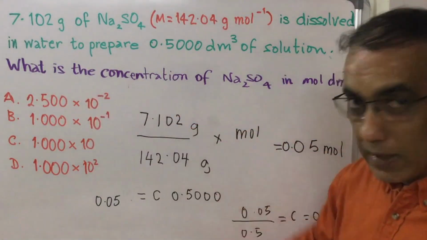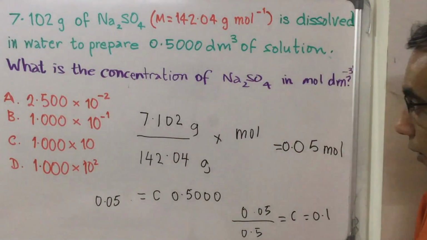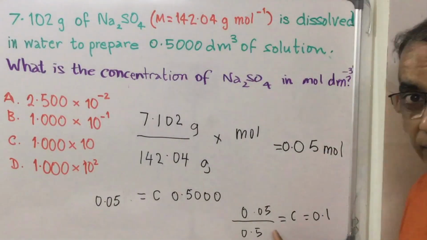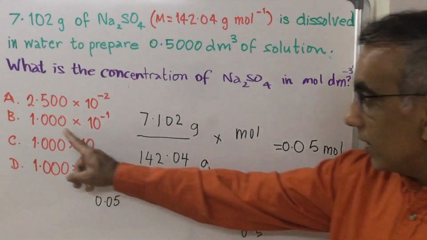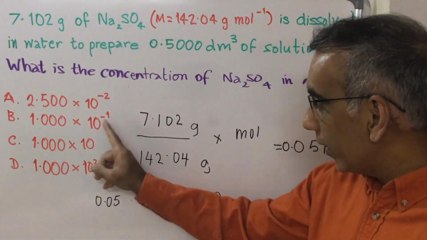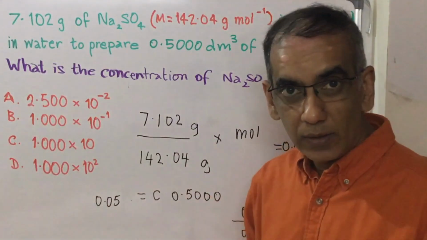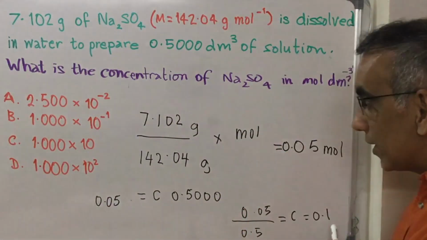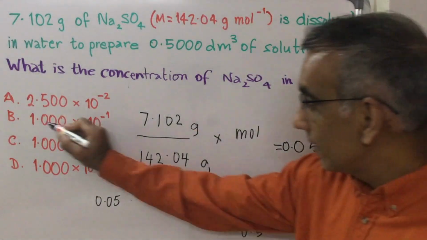Looking at the 4 choices, there's no such choice. All answers are written in scientific notation, but you should be able to figure out that 0.1 in scientific notation is equal to 1.000 × 10⁻¹, meaning that this decimal point would have to be shifted 1 place over to the left to give you the answer of 0.1 moles per dm³. Answer for this question, B.